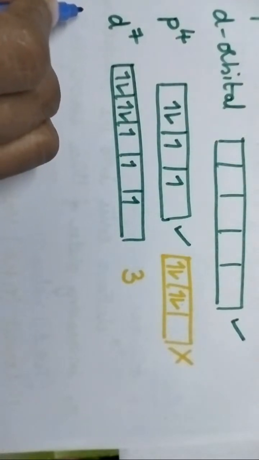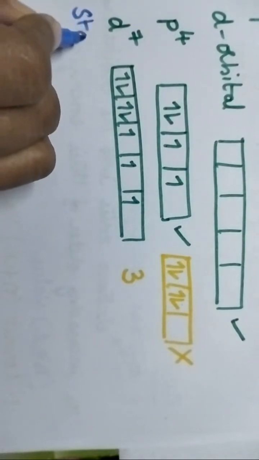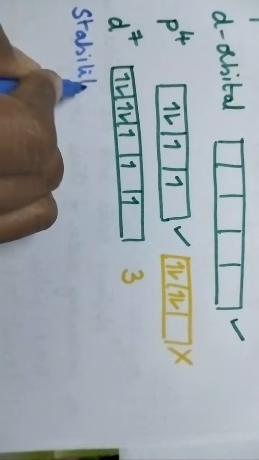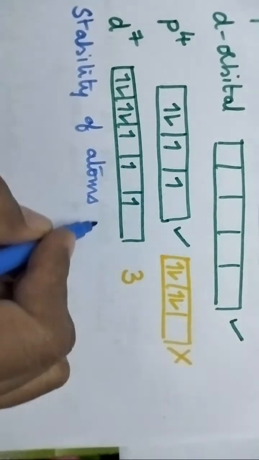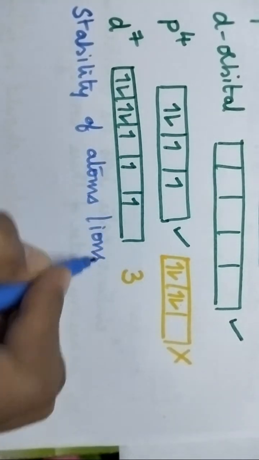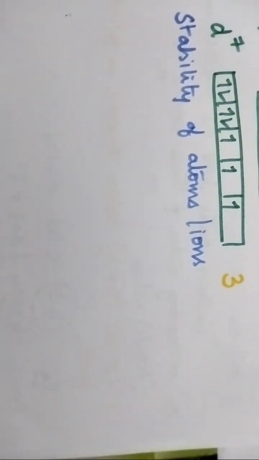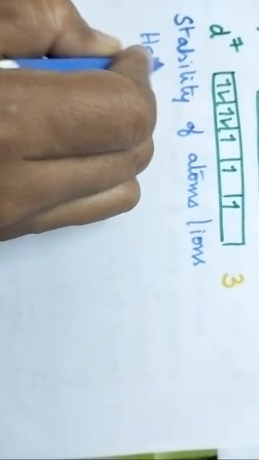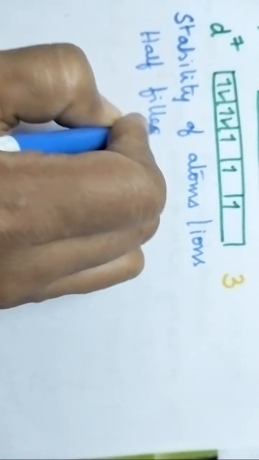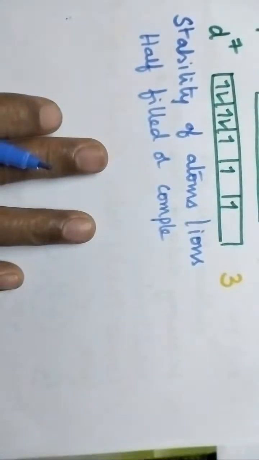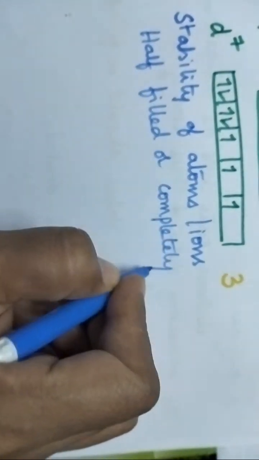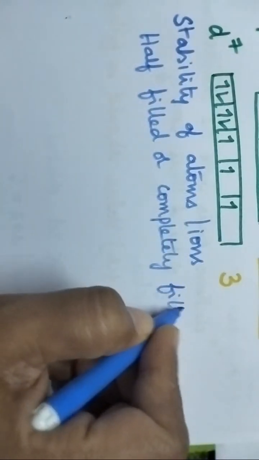And according to Hund's, he explained the stability of atoms or ions. According to Hund's, the atoms or ions with half filled or completely filled configuration are stable.